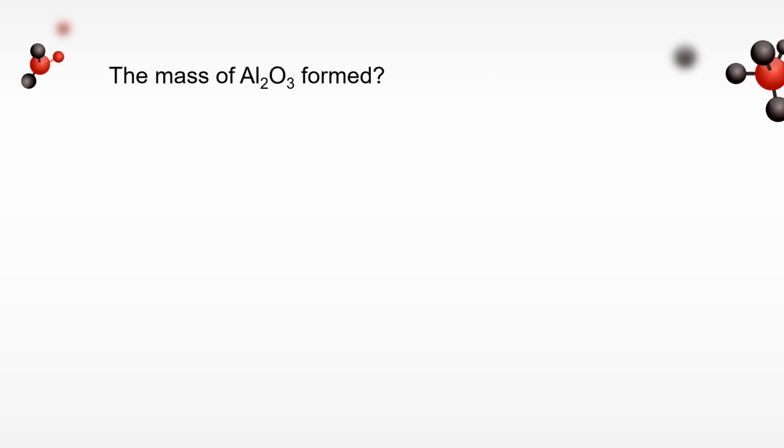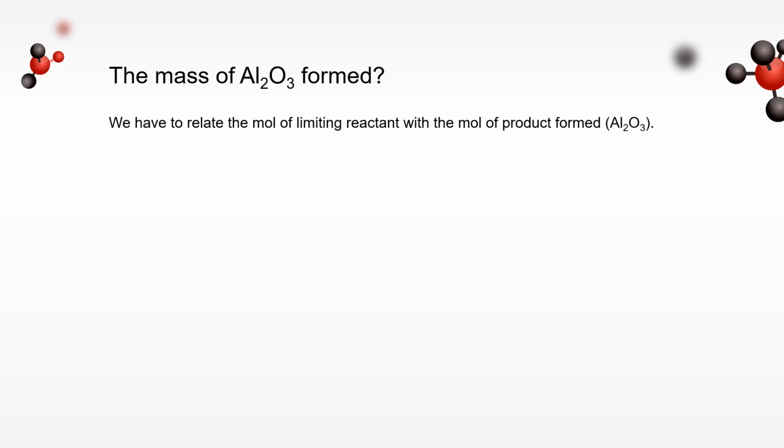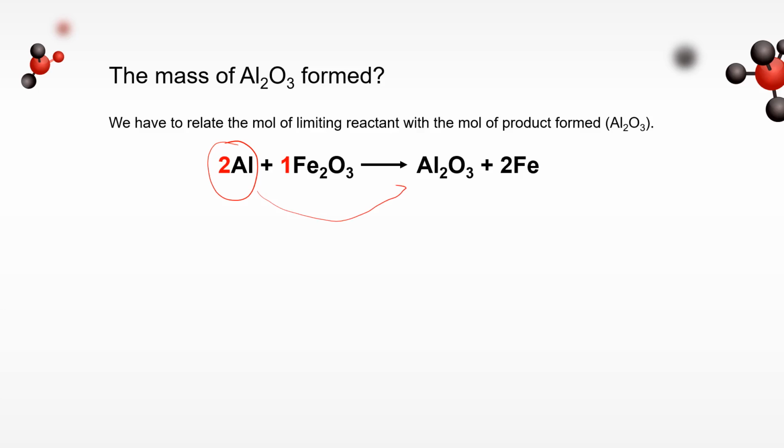So how about the mass of aluminum oxide formed? In this case, we have to relate the moles of the limiting reactant with the moles of the product formed. So we have the balanced chemical equation with the right stoichiometry. To figure out the mass of the product formed, it must be determined from the limiting reactant, because the limiting reactant is the one that is used up to produce the product. So we have to relate this.